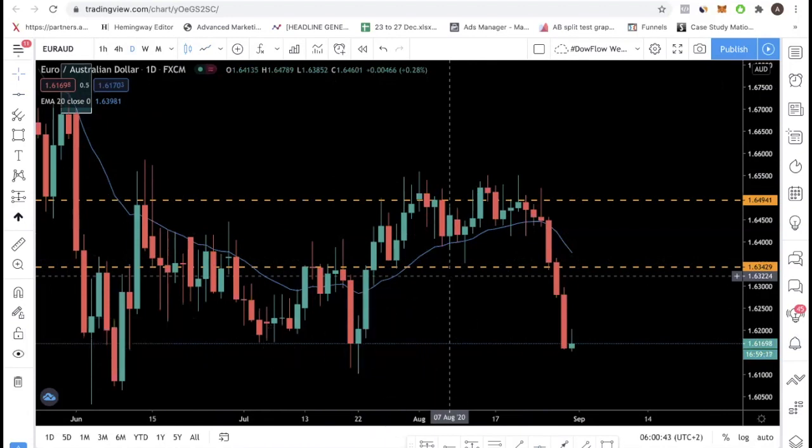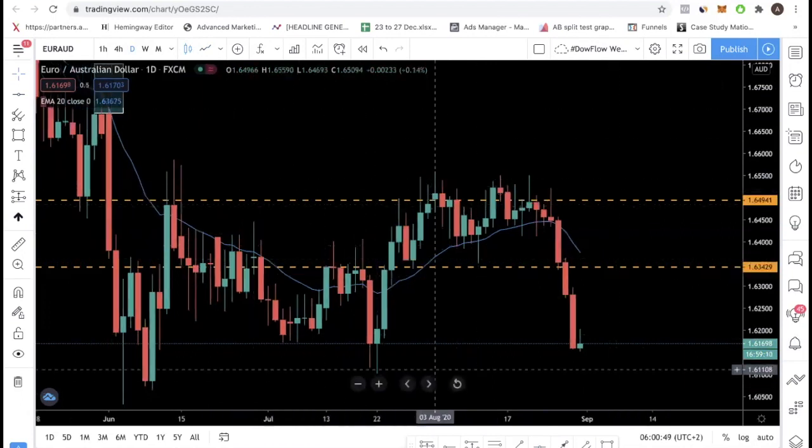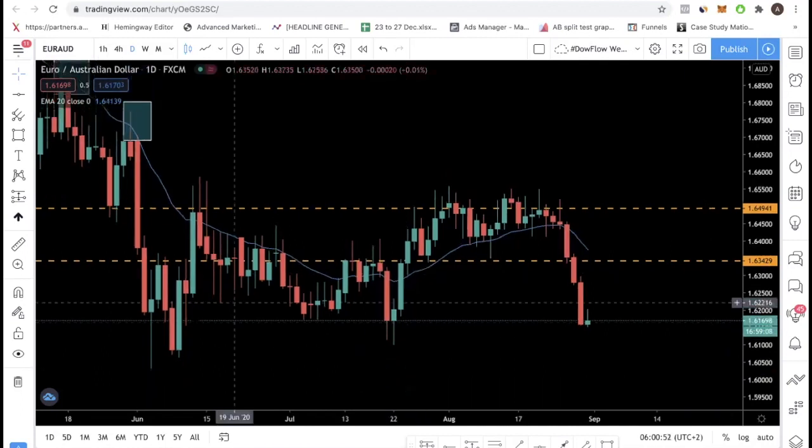So feel free to practice this. It's a very powerful concept. It's simple, but it's very powerful. Especially if you're a bit confused and your eyes are not well trained and you can't really tell where the support and resistance levels are.